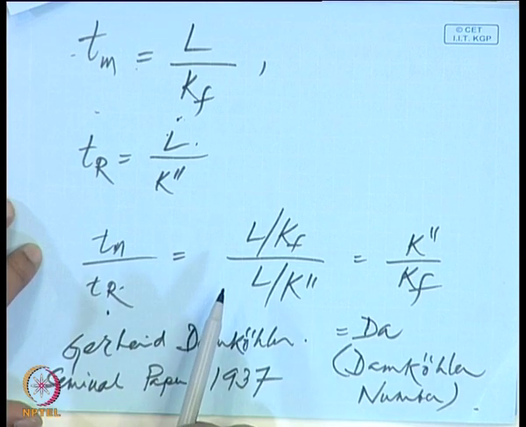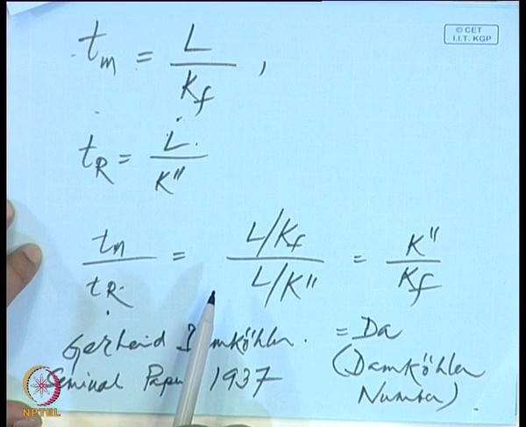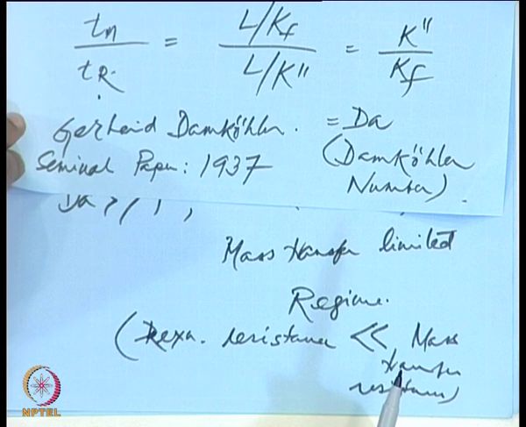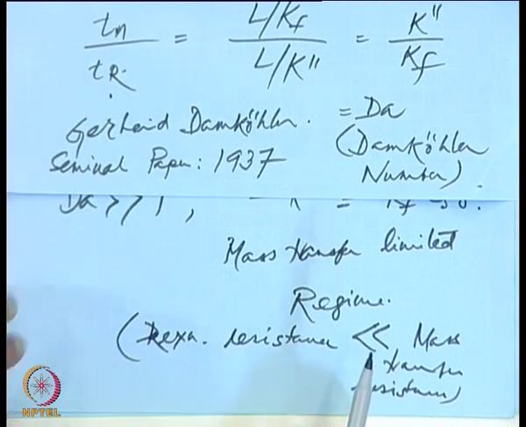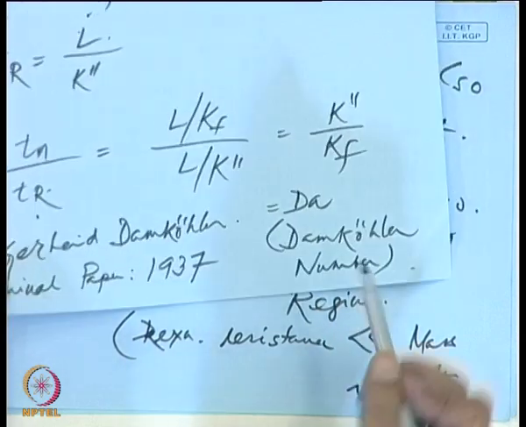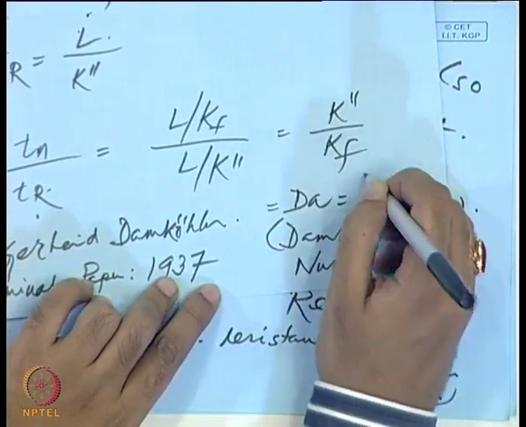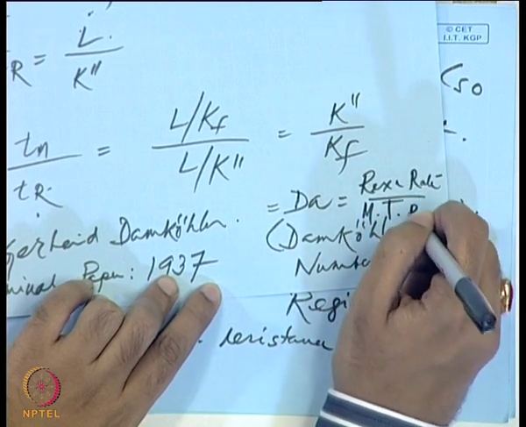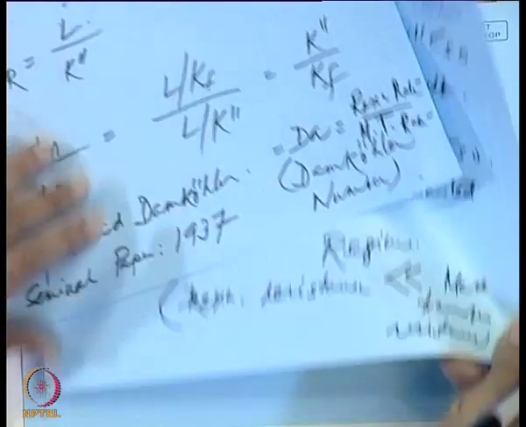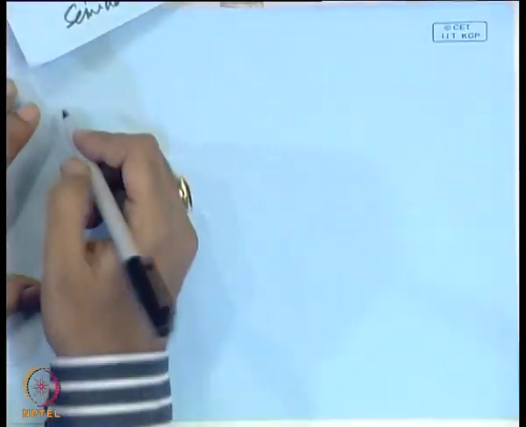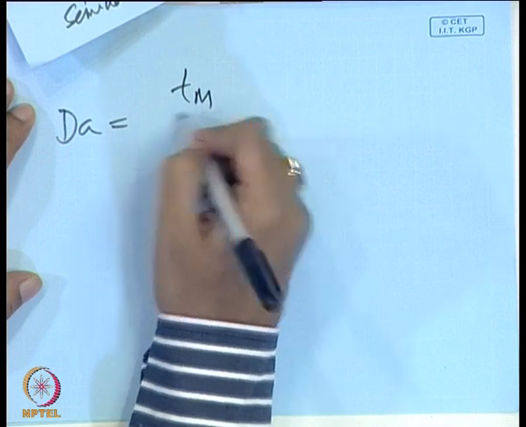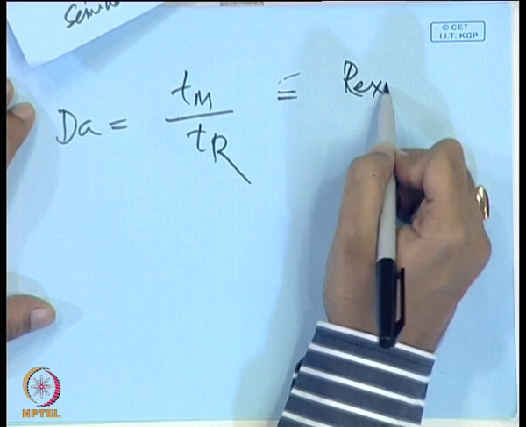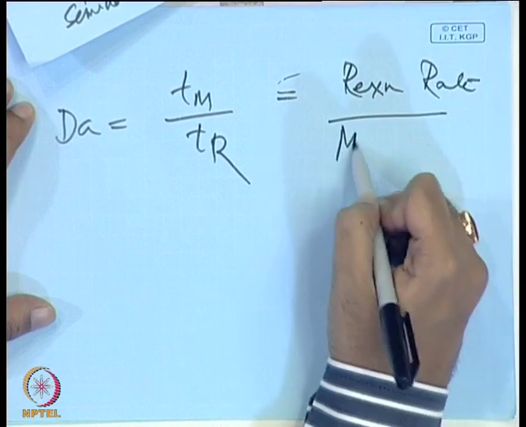So, if my Damkohler number is very large, it means that mass transfer time is large, and if it's very small, then the reaction time is large. So this is reaction rate over mass transfer rate. Is it clear? Okay. Let me write it clearly here. So Damkohler number equals mass transfer time over reaction time equals reaction rate over mass transfer rate.